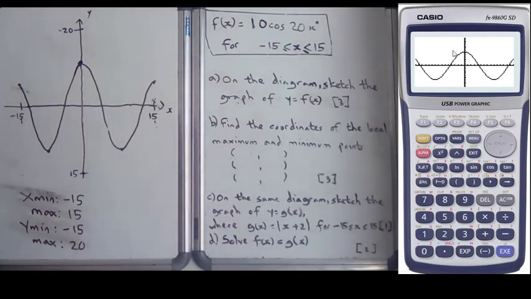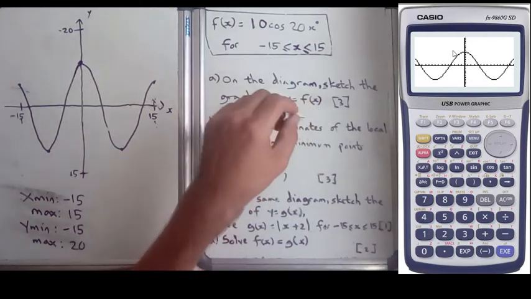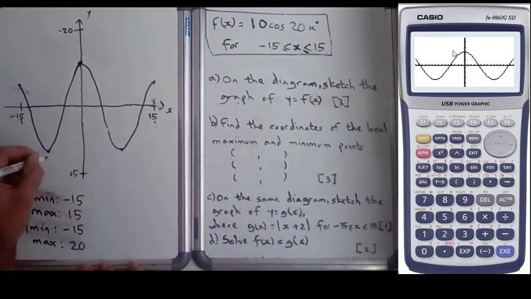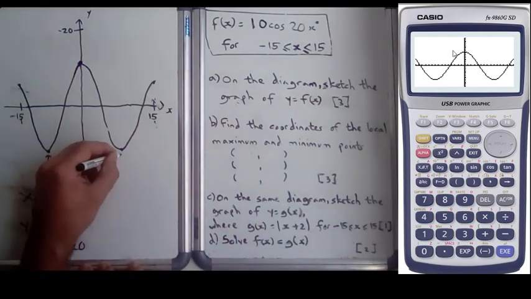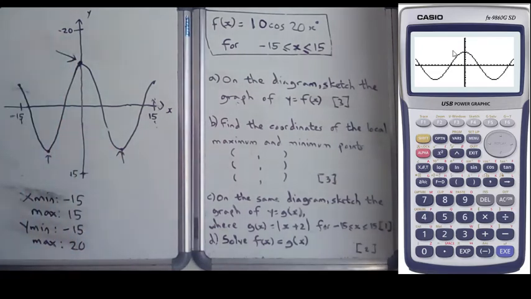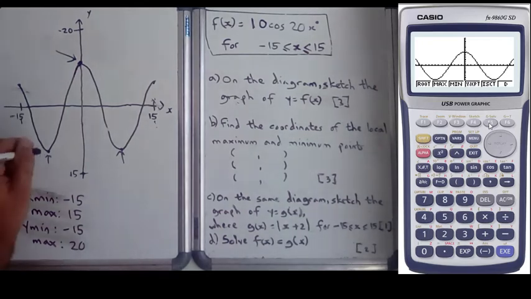Now the second bit, part B, find the coordinates of the local maximum and minimum points. So I can see them on the curve. I've got a minimum here, and there's a maximum over here. So it's really, really easy with the Casio. To do anything like finding zeros or maximums or minimums or intersections, it's all in G-Solve. You can see G-Solve here. So I press Shift F5, and I'm going to look for this first minimum here.